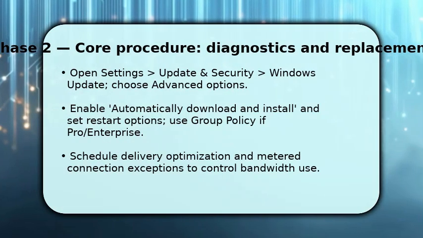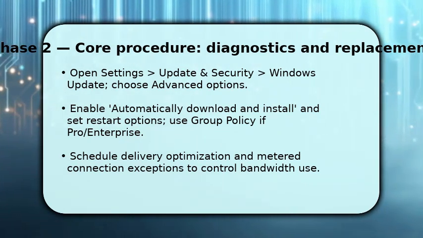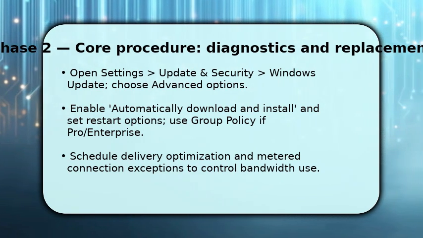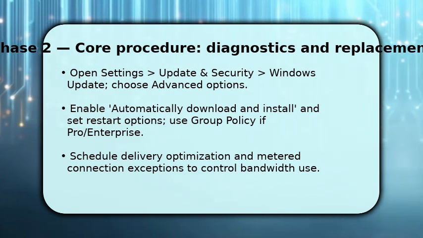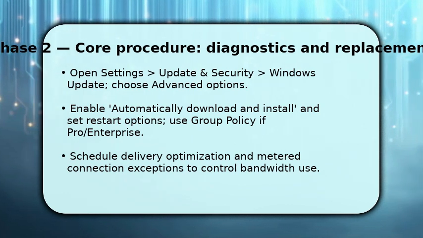Now you configure Windows Update. Go to Settings, Update and Security, Windows Update, and open Advanced Options to pick Automatic Behavior. Enable Automatic Download and Install, then set Restart Notifications so you control reboots.